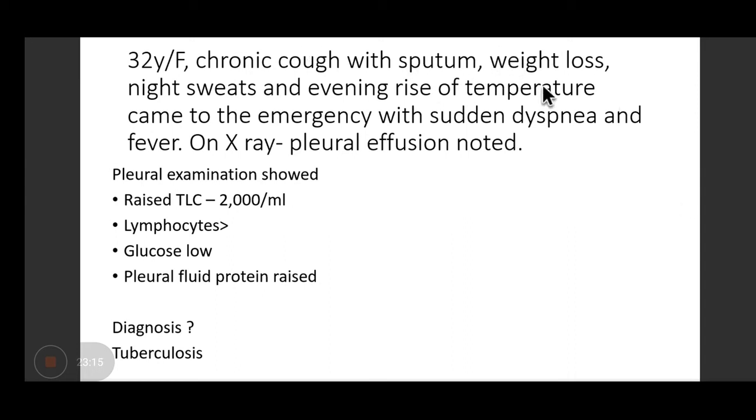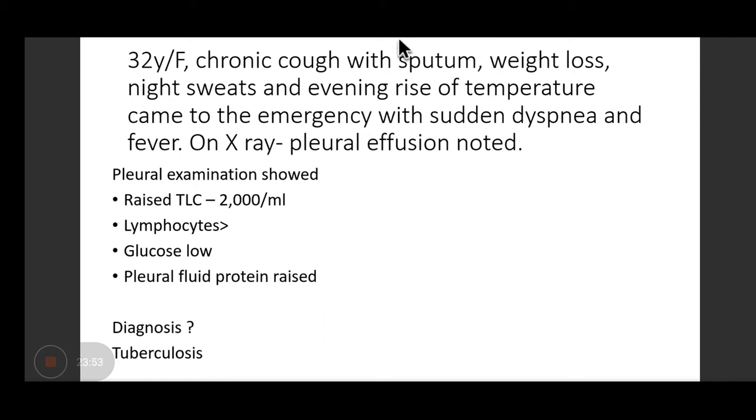Now, what are the pointers towards TB here? Chronic cough with sputum. Now, these three things we most commonly associate with tuberculosis, okay? These constitutional symptoms like weight loss, night sweats, and evening rise of temperature are present in TB. All right. Now, she had pleural effusion. How? There was sudden dyspnea and fever. Then other pointers are lymphocytosis on pleural fluid examination. So this is how you make the diagnosis of tuberculosis.